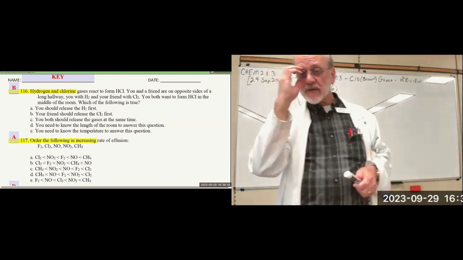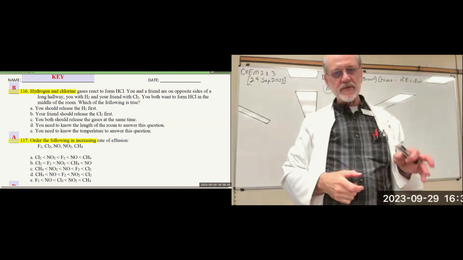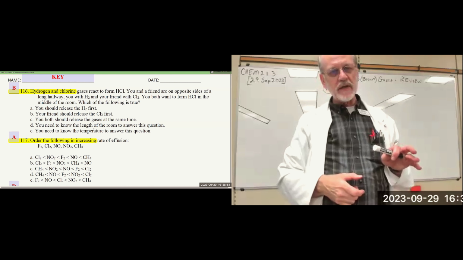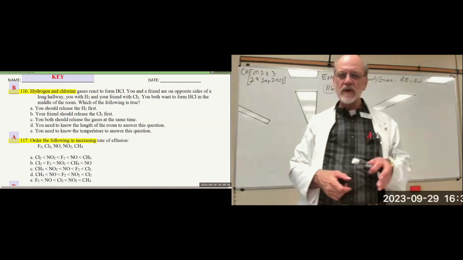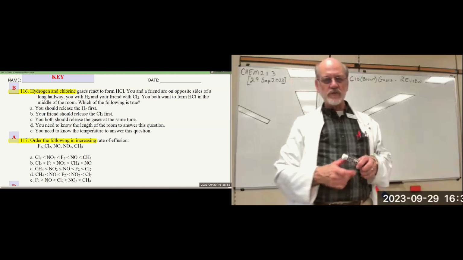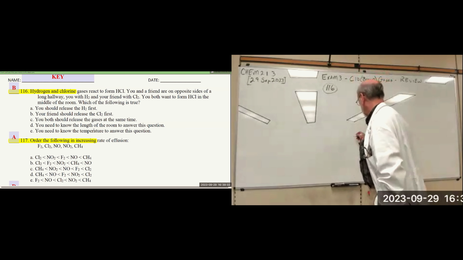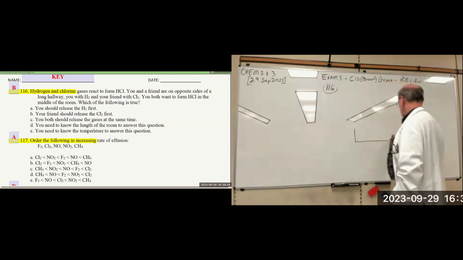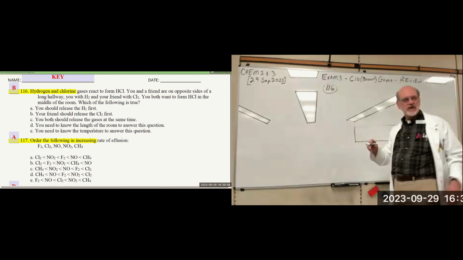Hydrogen and chlorine gases react to form HCl. You and a friend are on opposite sides of a long hallway, you with the hydrogen, your friend with the chlorine. You both want to form HCl in the middle of the room. Which of the following is true? Okay, I need to draw a picture. So we've got a room here. Let's say it's a long, narrow room.